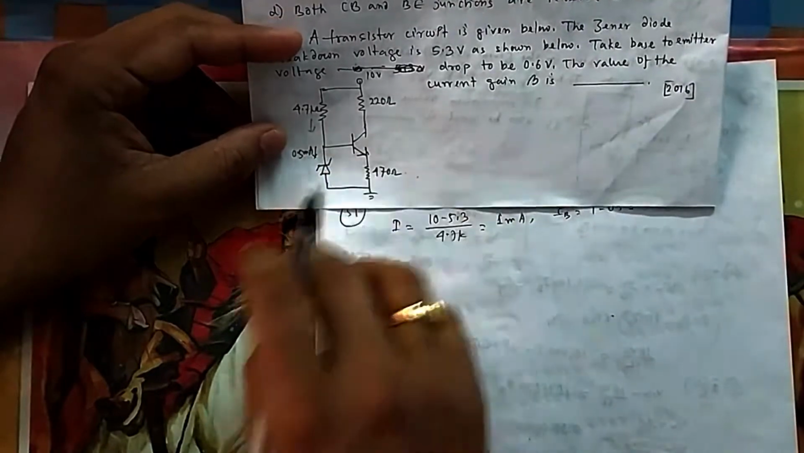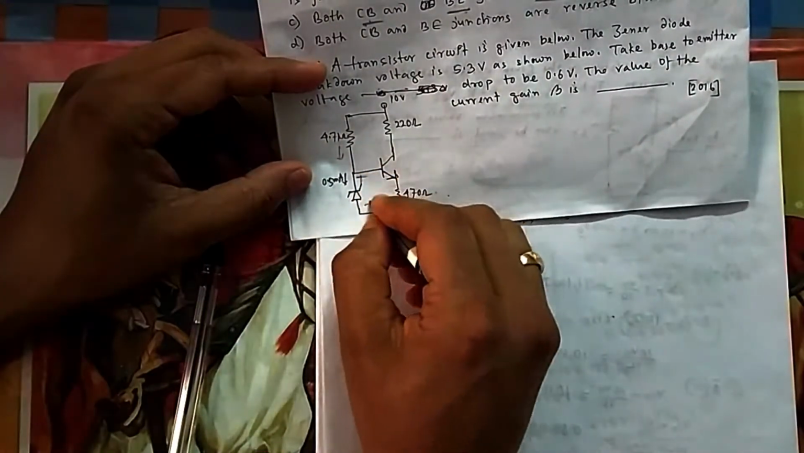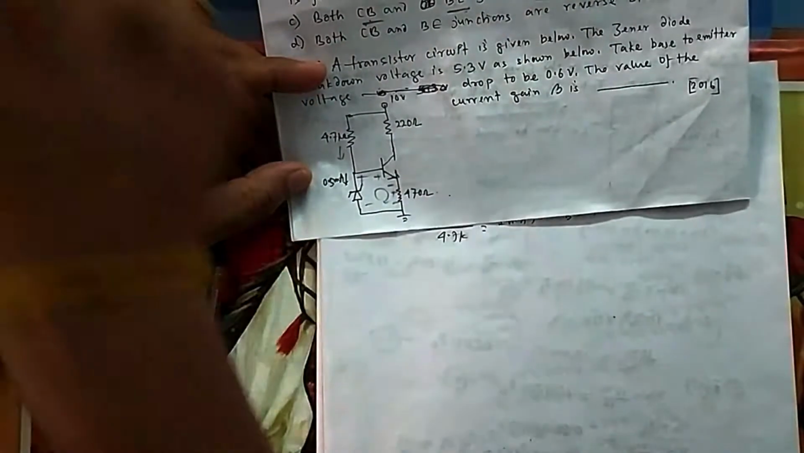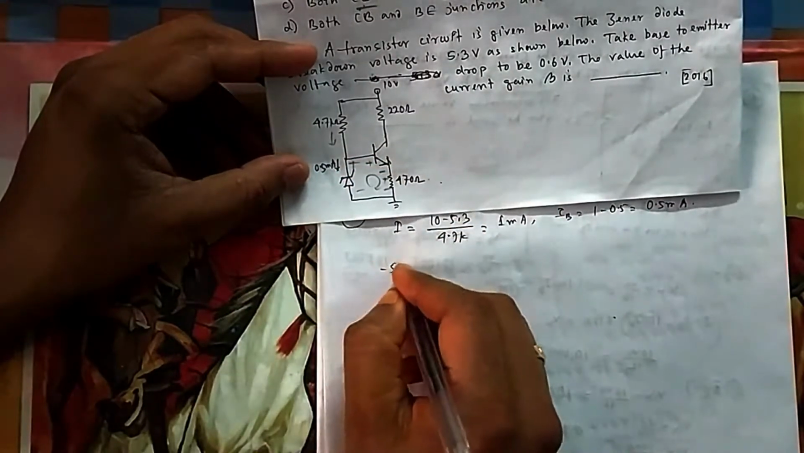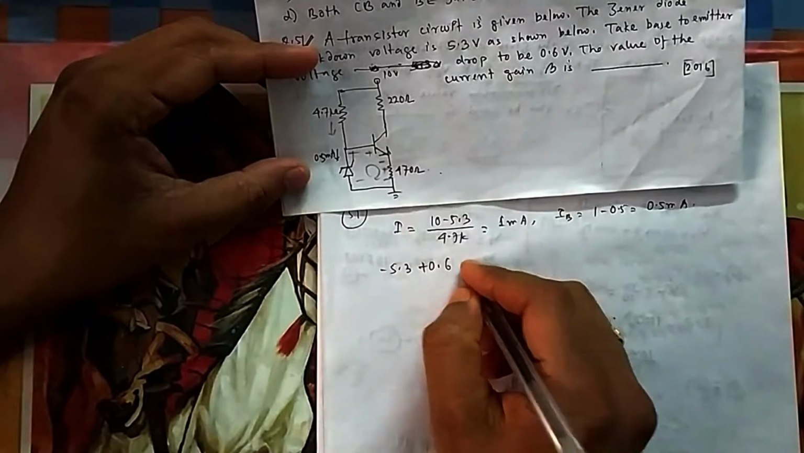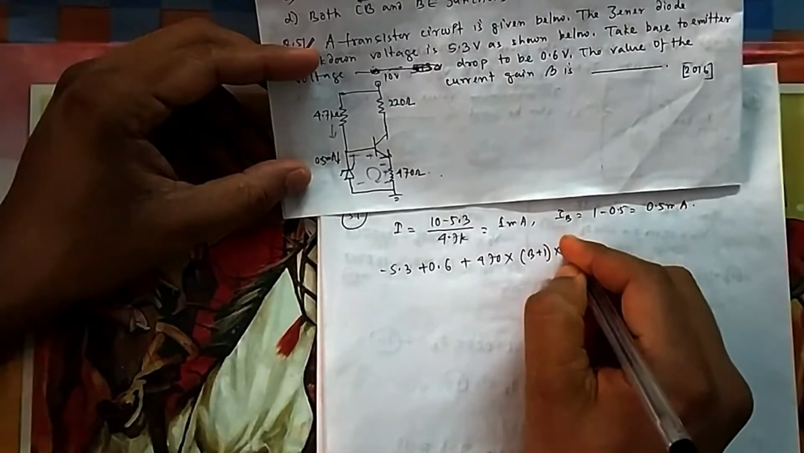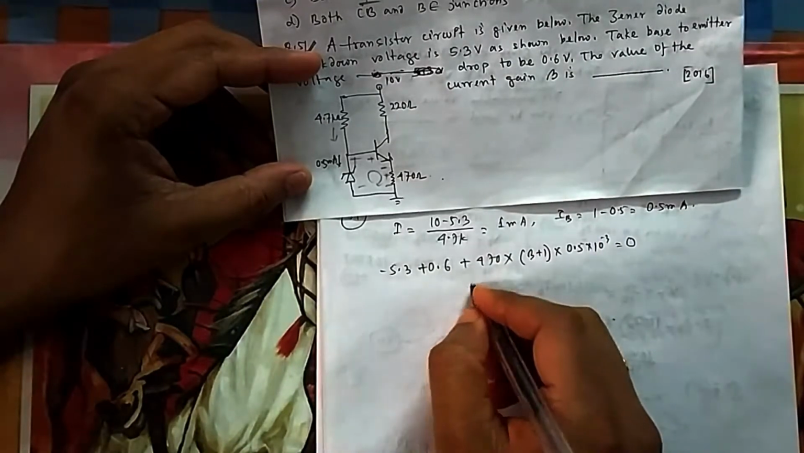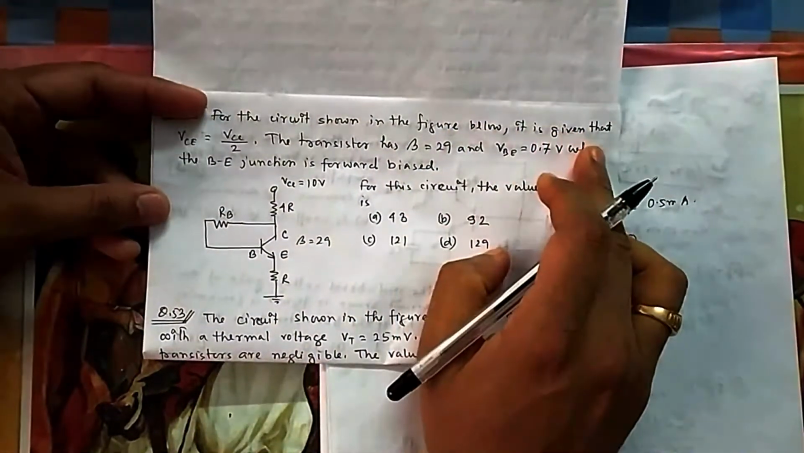Once you know those, now we take KVL. I always told you how the Zener voltage looks: it is plus minus, in reverse direction, and this is also plus minus. So you can move around in any direction. If I am moving in this direction, then it is minus 5.3 minus 0.6 minus 5.3 plus 0.6, then plus 470 into I, which is equal to beta plus 1 into IB, IB is 0.5 into 10 to the power minus 3, is equal to 0. So from here if you calculate, you will find your beta is equal to 19. That is your answer.